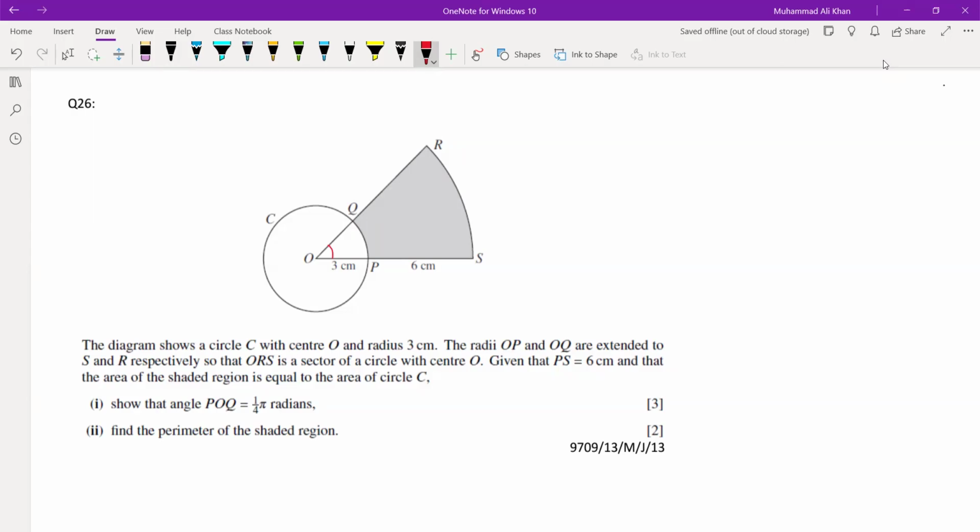The diagram shows a circle with center C, radius 3, radii OP, OQ are extended to S and R. ORS is sector of circle with center O. Given that PS is 6 and the area of the shaded region is equal to the area of circle. This is the condition.